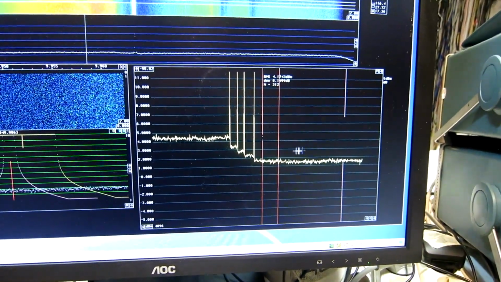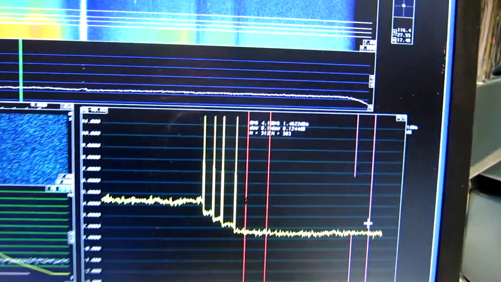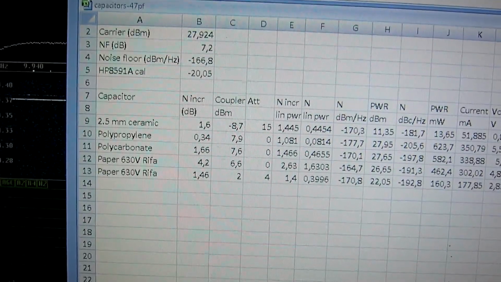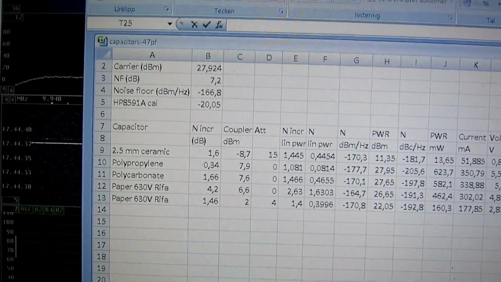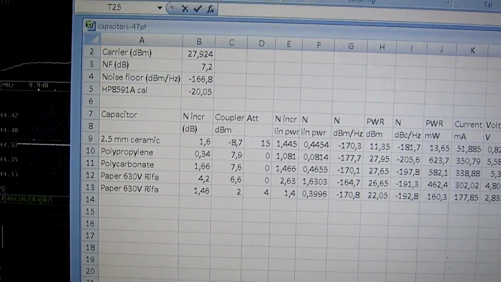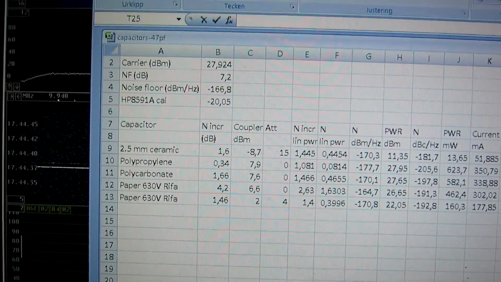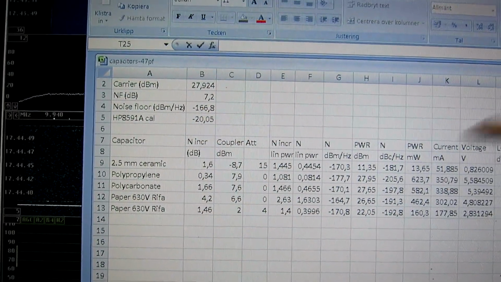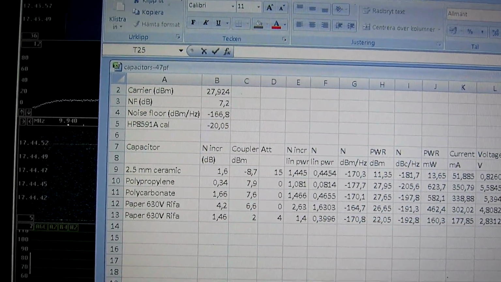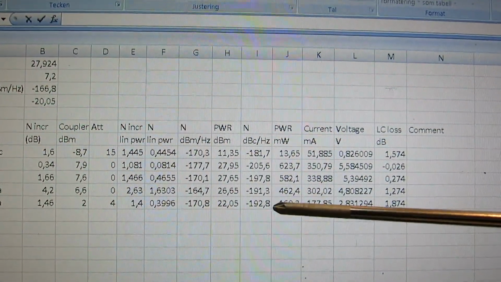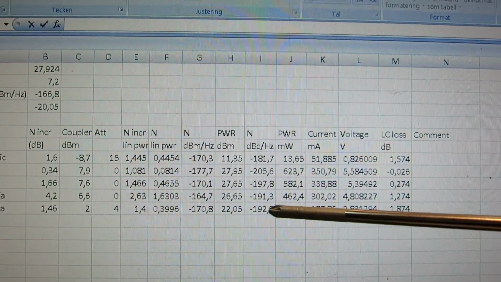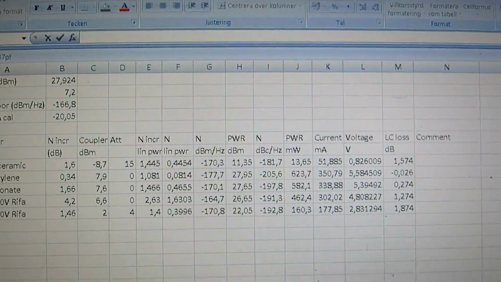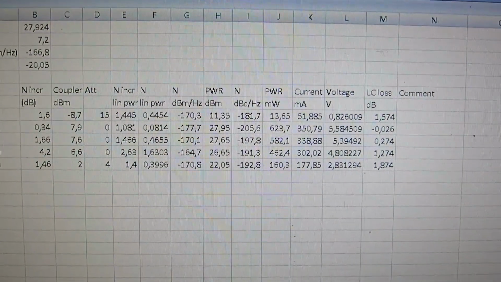And the noise increment is 1.46. So this is regular in the way how it adds noise, while ceramic capacitors typically are unstable. So with 4 dB attenuator setting, I get a very similar result for the added sideband noise. This is probably within the accuracy of the measurements I do.